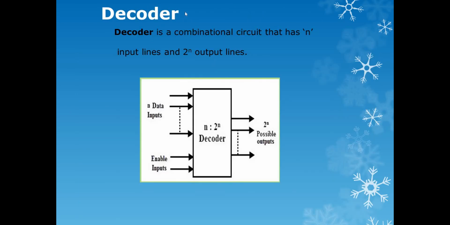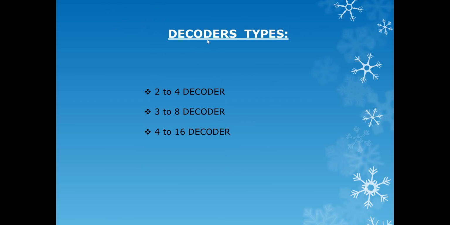Next we will see the decoder and its block diagram, circuit diagram as well as its truth table and types of decoders. A decoder is a combinational circuit that has n input lines and produces 2 power n output lines. Consider the following block diagram. It consists of n input lines and an enable input line. This will be decoded into 2 power n possible output lines.